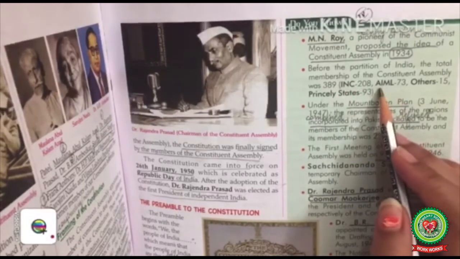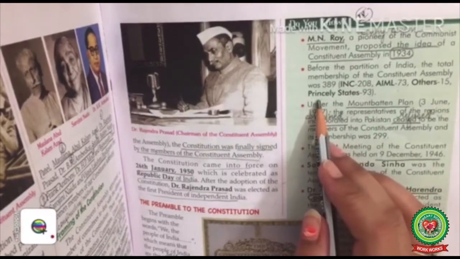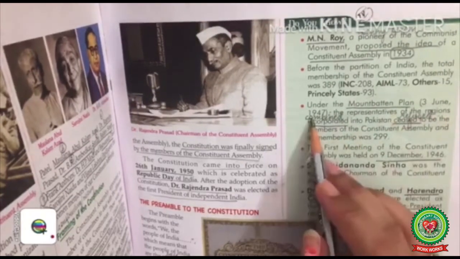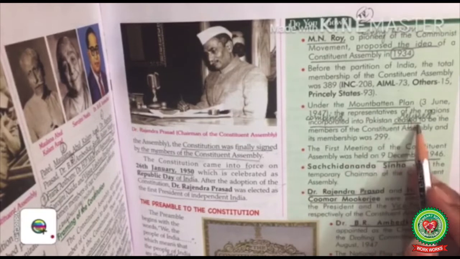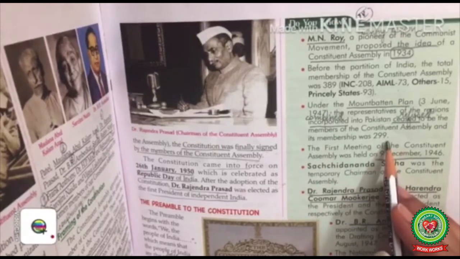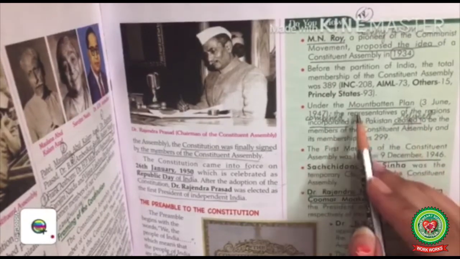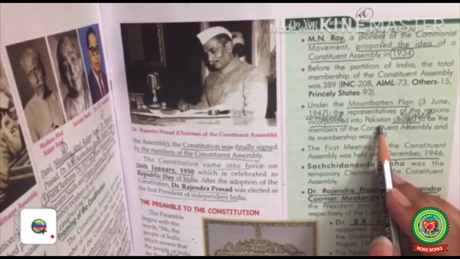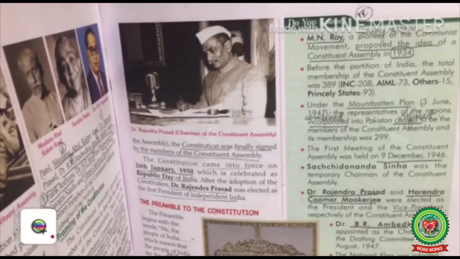Before the partition of India, the total membership of the Constituent Assembly was 389. Indian National Congress, 208 members. All India Muslim League, 73 members. Others, 15 members. And princely states, 93 members. Under the Mountbatten Plan, 3 June 1947, the representatives of the regions incorporated into Pakistan ceased to be members of the Constituent Assembly and its membership became 299. Incorporated means combined. Ceased means refused. After combining with Pakistan, they refused to be part of the Constituent Assembly.